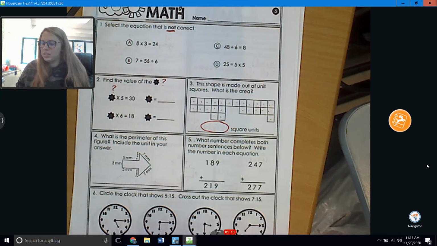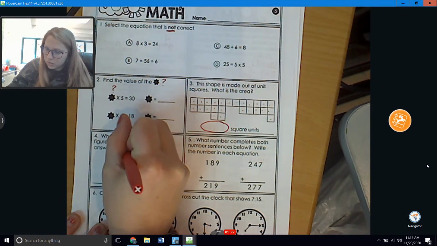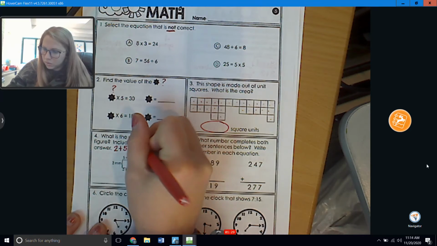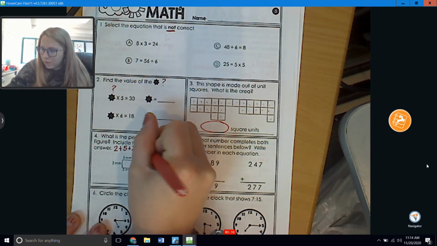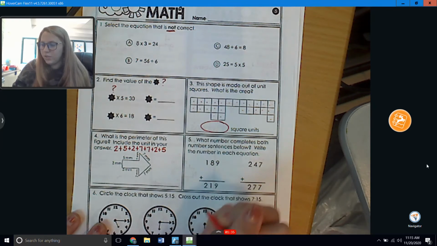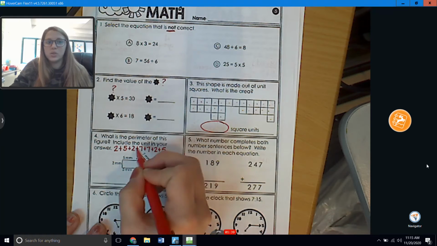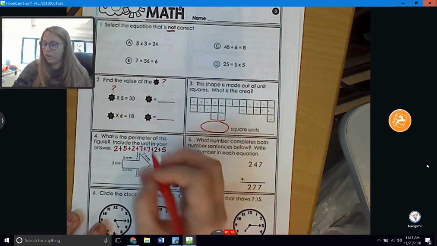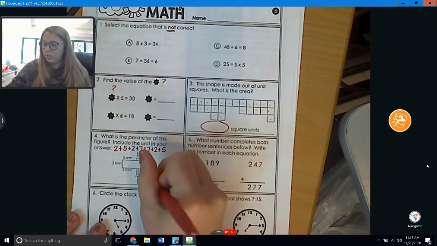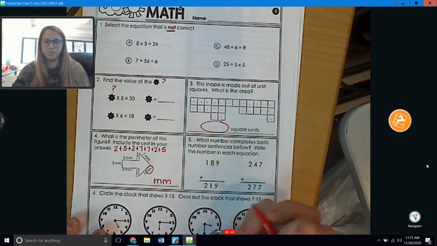Number 4, what is the perimeter of this figure? You're going to add up all of those sides. So you have 2 plus 5 plus 2 plus 7 plus 7 plus 2 plus 5. If you have an easier way to add all those up, feel free to do so. And your unit is millimeters, so go ahead and write mm.